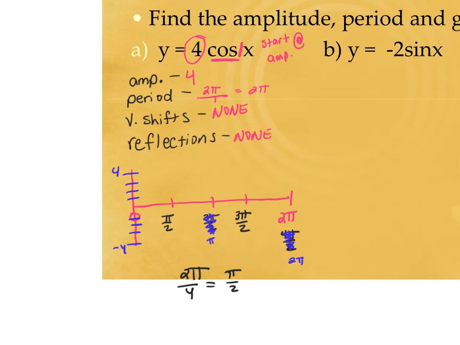So do we start at 0, 0, or do we start at a 4? We start at 4. Why am I going to start at positive 4 versus negative 4? Positive 4 because that's what it says in the equation. And there's no reflection. Good. If it was -4, you would start at -4. So I'd put a dot right here.